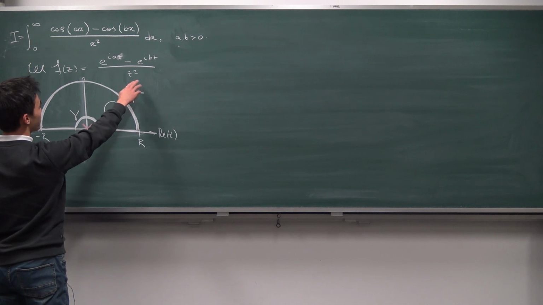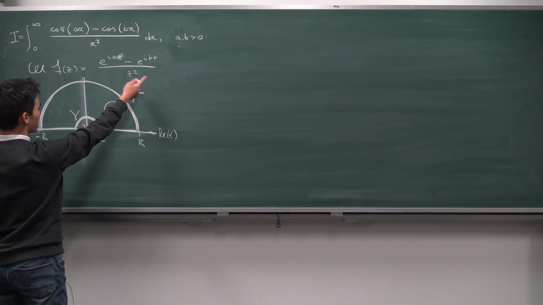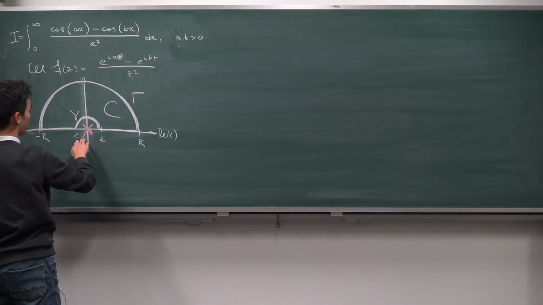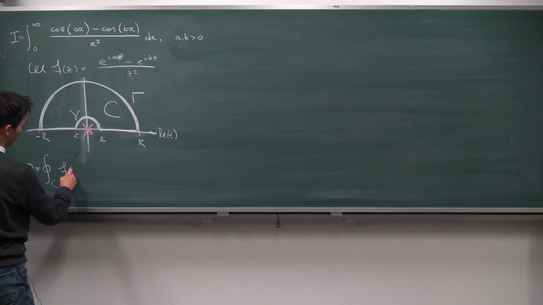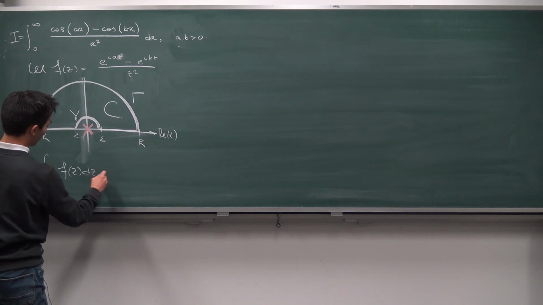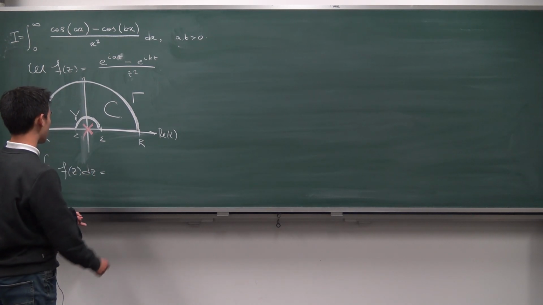Exponentials are fine as they are. This z squared only produces a problem at 0, which we don't include. So f is analytic everywhere inside of c. So by Cauchy's theorem, the contour integral of f of z is going to be equal to 0. So we can decompose this into each of these separate parts here.